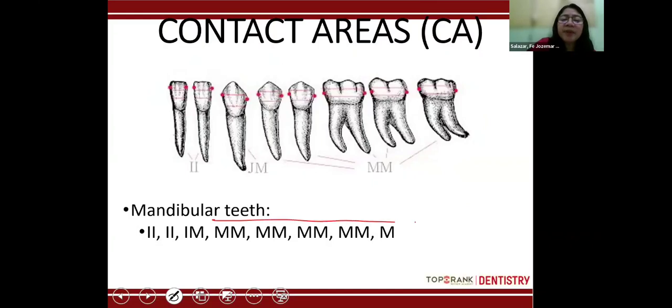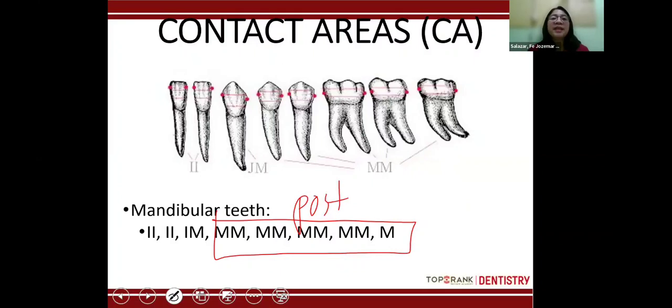Same thing. Your posteriors are still in the middle third. Again, a question: are they on the same level, these contacts in the middle third? Will they be on the same level? Yes or no? No. Which one is more occlusal, mesial or distal? Yes, very good, the mesial contact area. The distal contact area is more cervical.